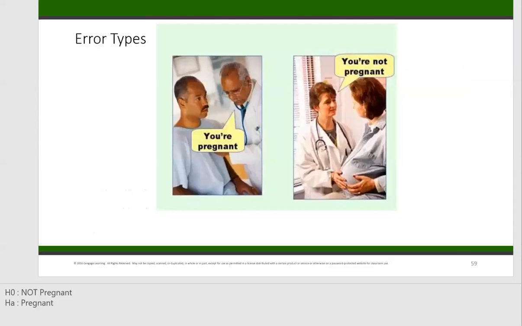So we have two types. You see the difference between these two types of error? Sometimes you have a false positive, right? So you're telling the person that your result is positive, you are pregnant. Here we have a false negative. While the patient in this case is pregnant, you're telling them that they're not pregnant, a false negative.